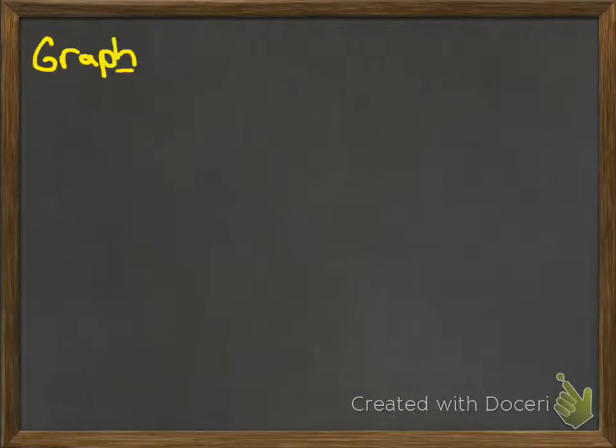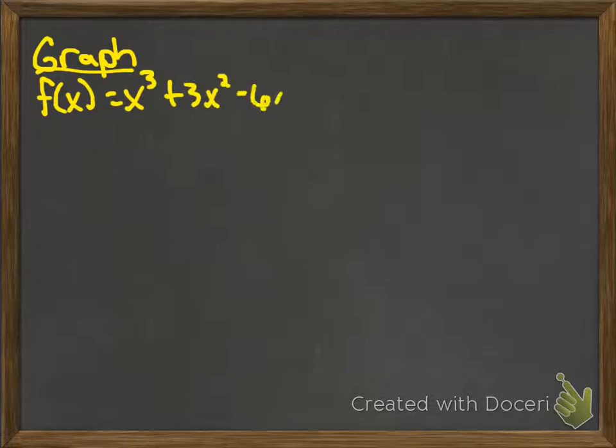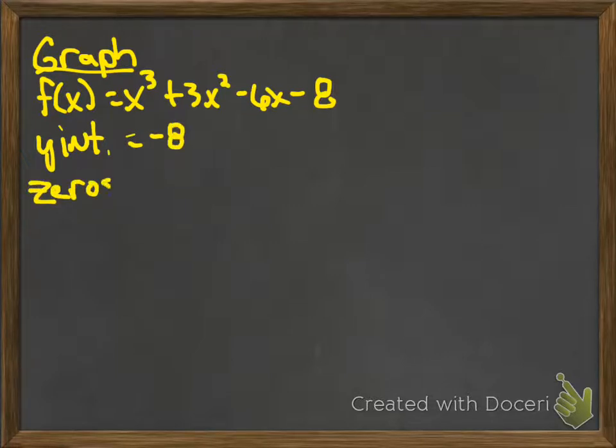Okay, so we're going to graph this function. I only got a couple more here. x cubed plus 3x squared minus 6x minus 8. Okay, the y-intercept is negative 8. That's automatic because it's the last number. The number that's all there by itself, that's your y-intercept. Okay, zeros. This is to help you identify the graph on your own.